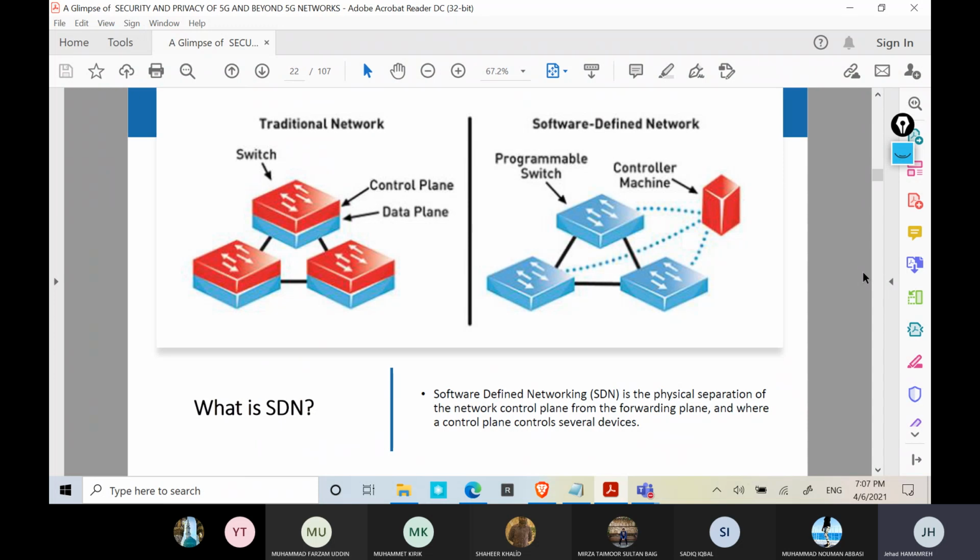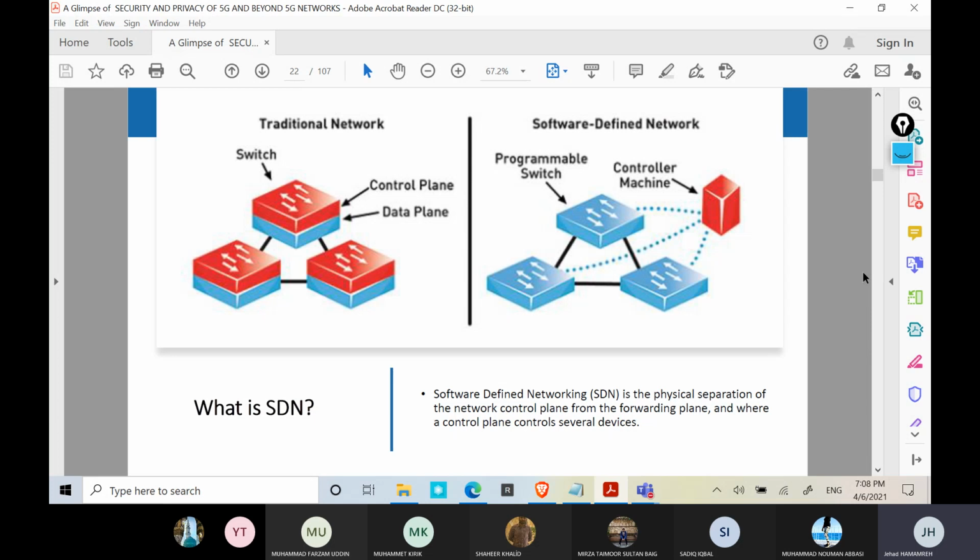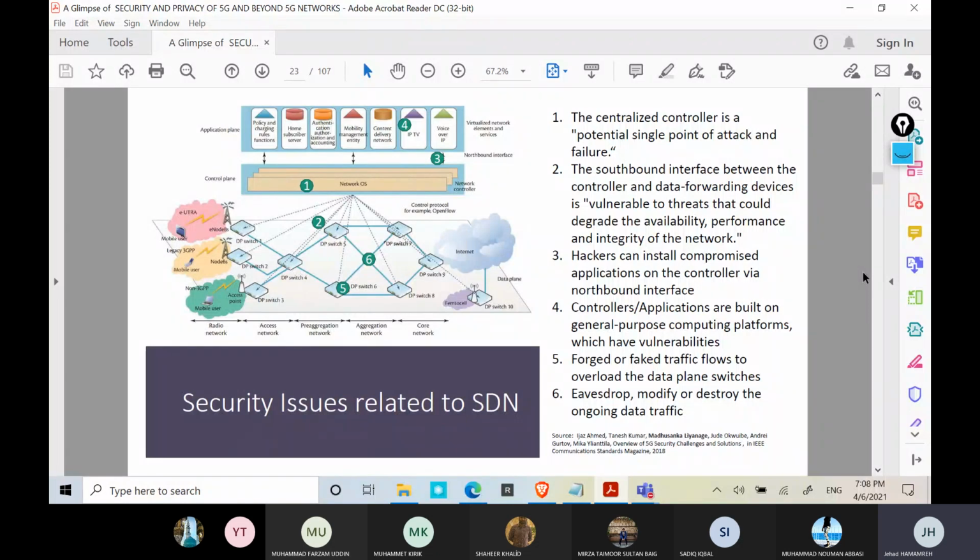In summary, software-defined networking is the physical separation of the network control plane from the forwarding data plane, where a control plane controls several devices. The security issues related to software-defined networks are listed as follows. First, the centralized controller is a potential single point of attack and failure. Just think, if an attacker were able to take control over this controller, what would happen to the network? The network will collapse and be down, because the whole communication depends on this controller. So, a single point of failure.